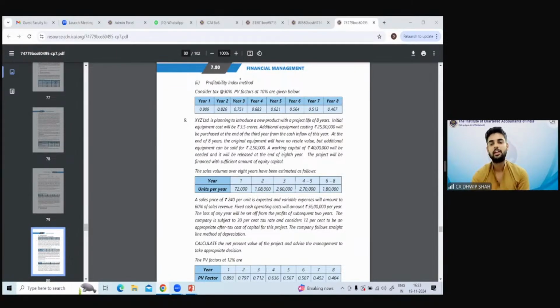Next best alternative cost, or I would say the opportunity lost in earning some income, that is opportunity cost. Opportunity lost to earn some income, that is opportunity cost. Okay? Can we move forward? Can we move to the next question now?